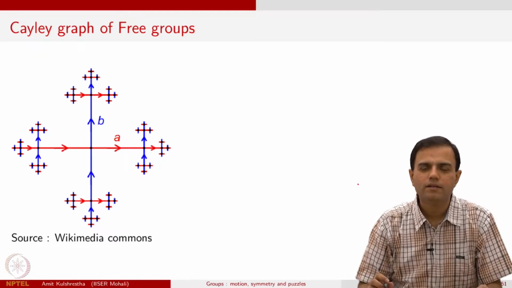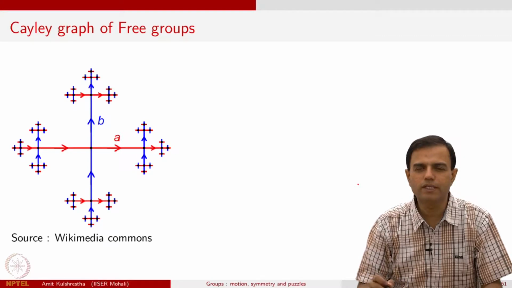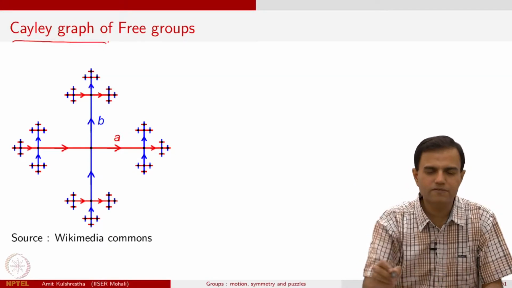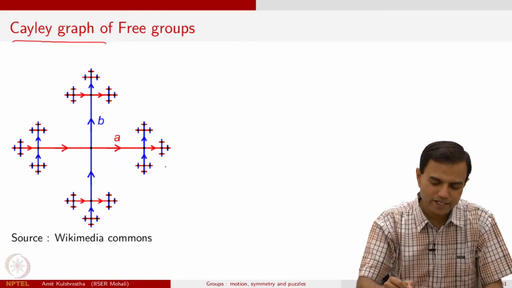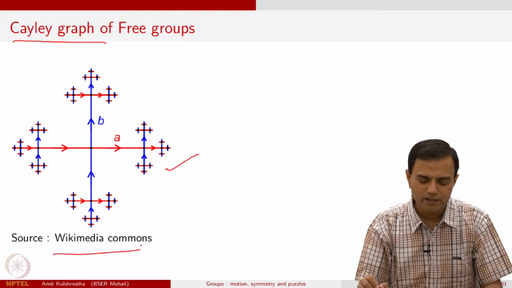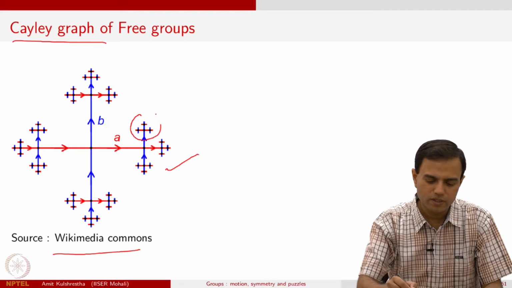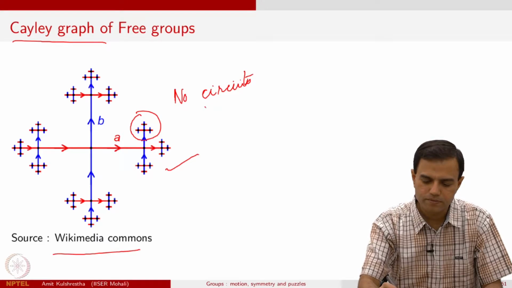So we are back. Last time we did some platonic solids. We studied symmetry of platonic solids, and we also saw certain graphs, Cayley graphs. You remember I tried to draw the Cayley graph of free group with two generators. Here is a nice picture. I got it from Wikimedia, and the key thing is that there are no circuits here. There are no closed loops.